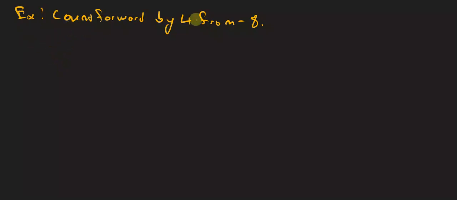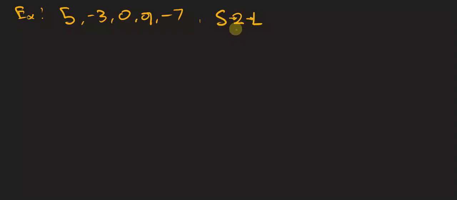Now, let's look at all these numbers. Let's say I gave you 5, negative 3, 0, 9, negative 7. And I told you to arrange it from the smallest to the largest. Hopefully you can see that smallest to largest.